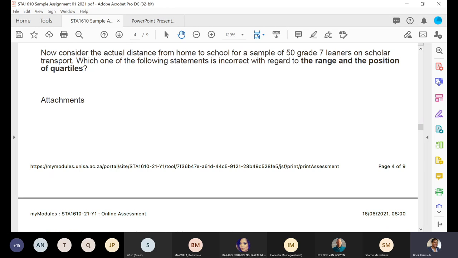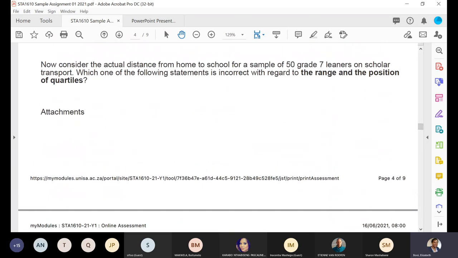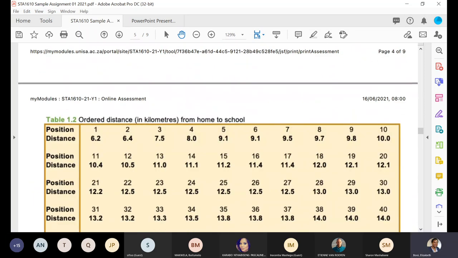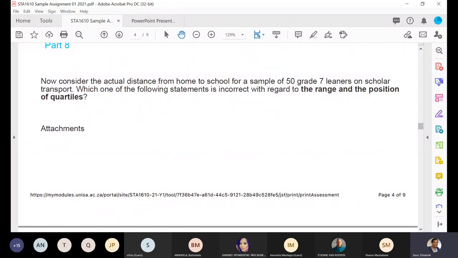We are on 8. Consider the following data set. Now we're moving away from the charts. We're going into the measurements, so into study unit 3. Study unit 3 has 3 parts to it. So we have measures of central location or locality, or measures of central tendency, which are the mean, the median, and the mode.